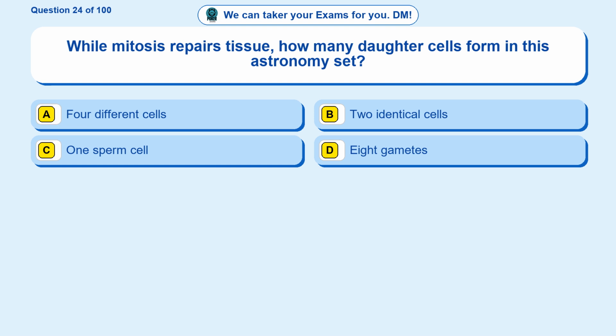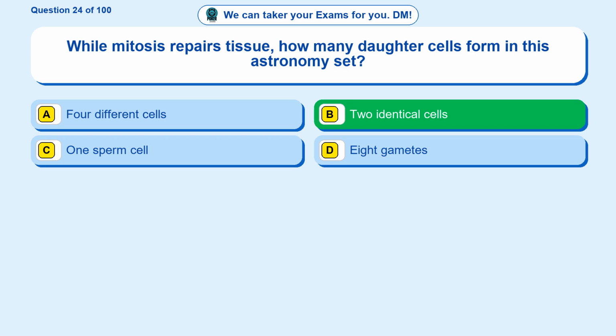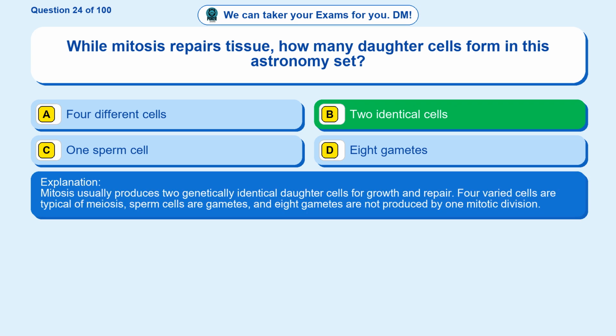Question 24. While mitosis repairs tissue, how many daughter cells form in this astronomy set? Option A. 4 different cells. Option B. 2 identical cells. Option C. 1 sperm cell. Option D, 8 gametes. The correct answer is option B. 2 identical cells. Mitosis usually produces 2 genetically identical daughter cells for growth and repair. 4 varied cells are typical of meiosis, sperm cells are gametes, and 8 gametes are not produced by one mitotic division.